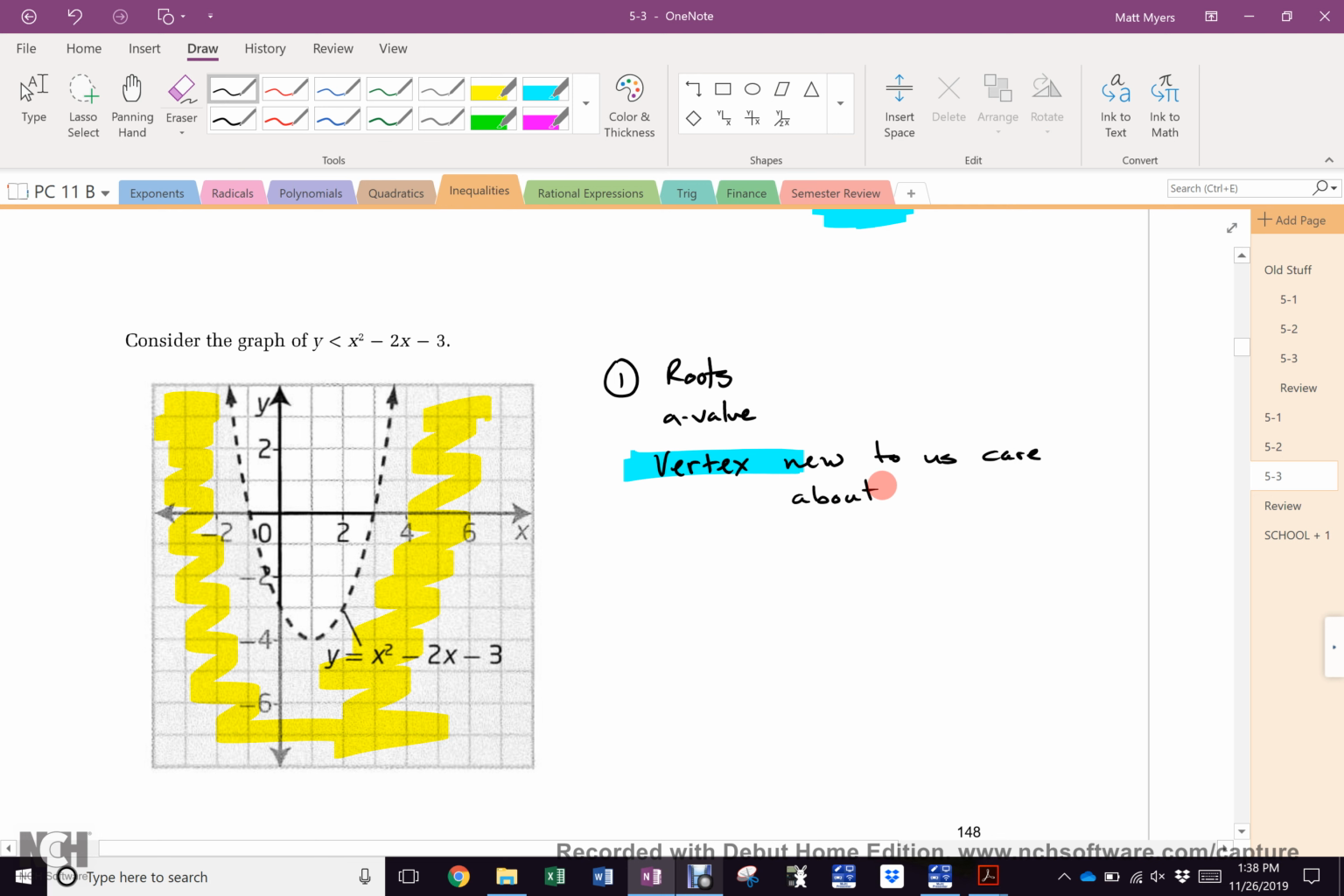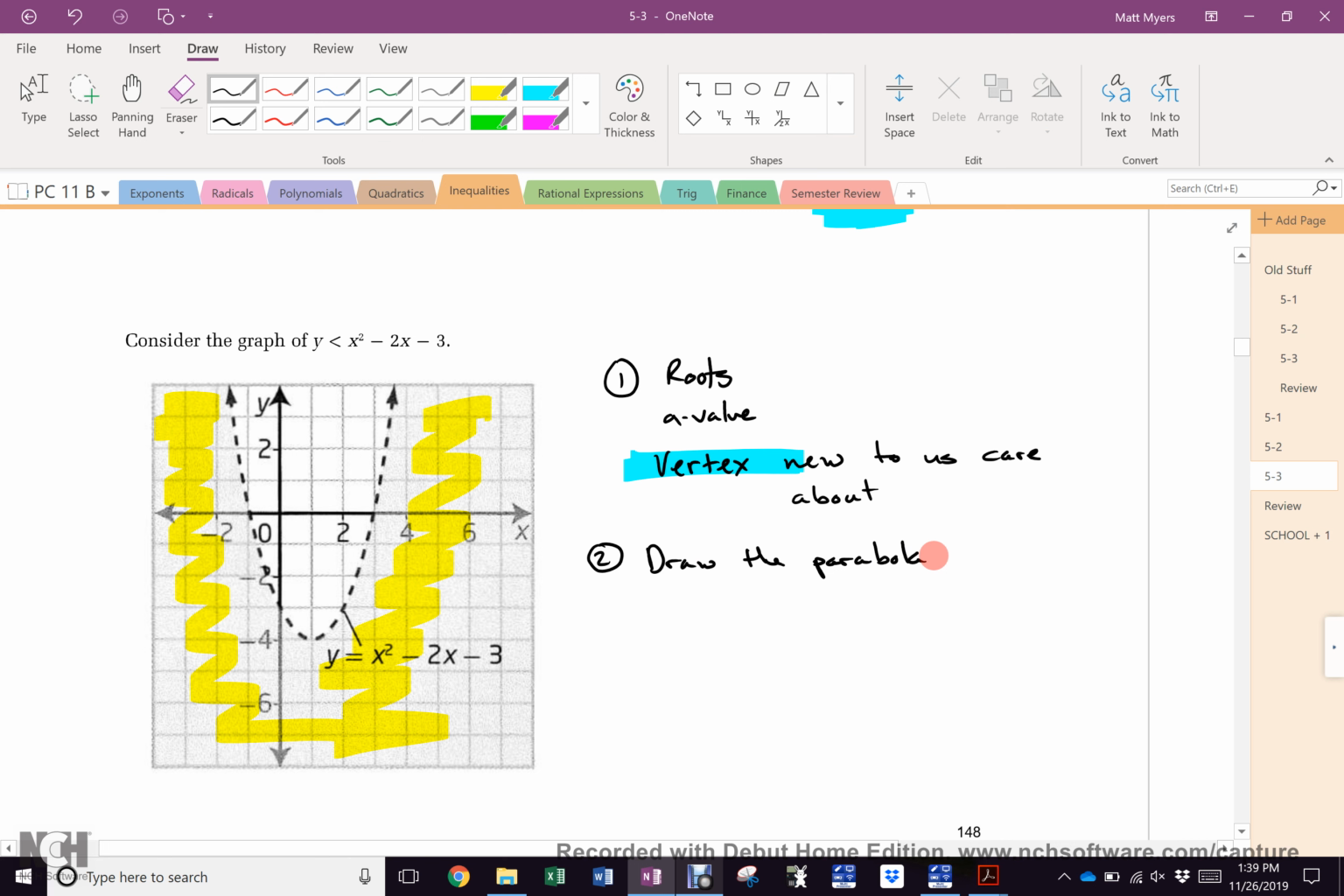So once I know the vertex and the a value and the roots, what can I then do? It's an inequality, right? So I have to split the Cartesian plane, yes? Well, what must I do to split the Cartesian plane? Once I know the roots, the a value, and the vertex, what does that allow me to do? Draw what? Right, it allows me to draw the parabola.